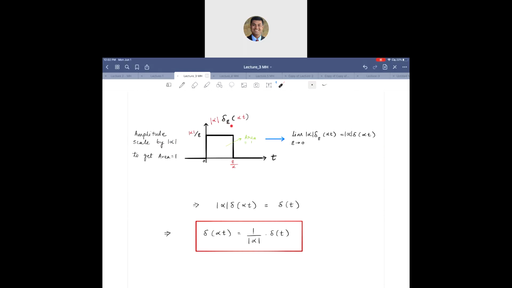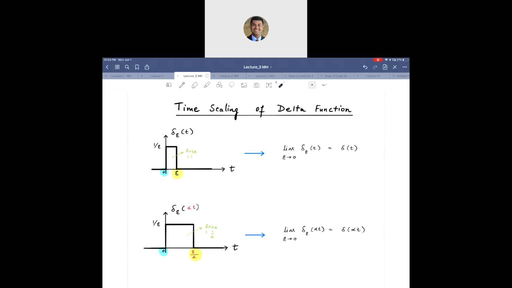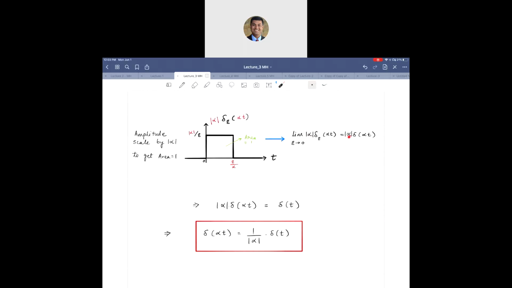Now, absolute of alpha times delta sub epsilon of alpha t. So the time scaled version of delta sub epsilon of t that we had before, we have just scaled the amplitude by absolute of alpha, which means our 1 over epsilon now becomes absolute of alpha over epsilon. Our time limits will remain the same, 0 and epsilon over alpha. But our area has changed from 1 over alpha to 1 because we have increased it by a factor of absolute of alpha. All we are going to do is multiply both sides over here by alpha. Let me erase this so that there's no confusion later on. So you get absolute of alpha there and absolute of alpha there.